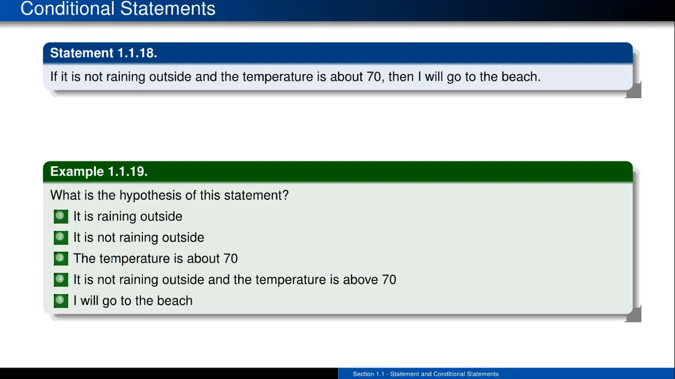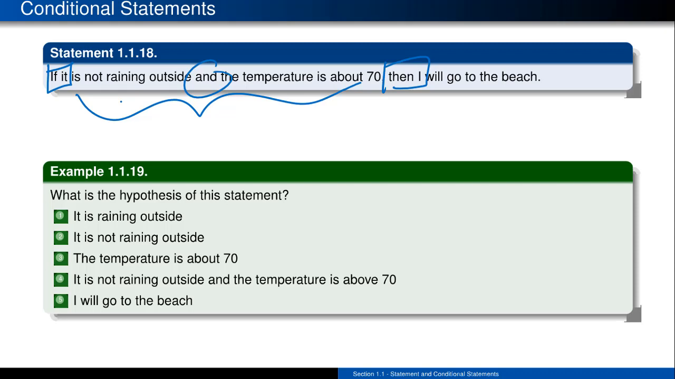Or in this case, you can have an if statement that has two things that feed into my assumption. If it is not raining outside and the temperature is about 70 degrees, then I will go to the beach. All of this stuff out in front, that's a terrible looking squiggly, must be satisfied in order for me to officially say that I'm in my hypothesis world. I have to have that it is not raining and that the temperature is above 70.